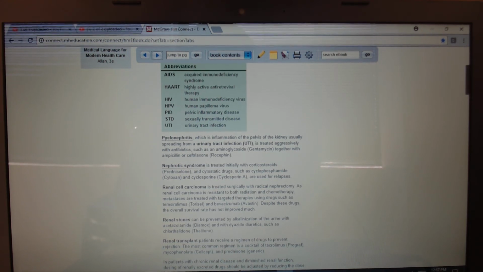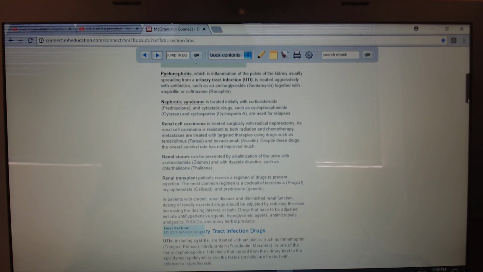Pyelonephritis, which is inflammation of the pelvis of the kidney, usually spreading from a urinary tract infection, is treated aggressively with antibiotics such as an aminoglycoside, gentamicin, together with ampicillin or ceftriaxone, Rocephin. Nephrotic syndrome is treated initially with corticosteroids, prednisolone, and cytostatic drugs such as cyclophosphamide, Cytoxan, and cyclosporin. Cyclosporin A is used for relapses.